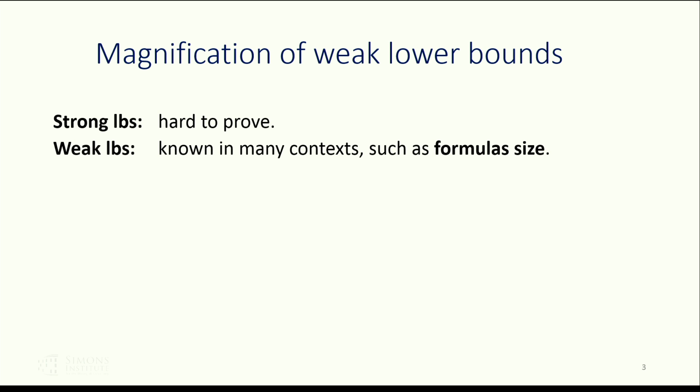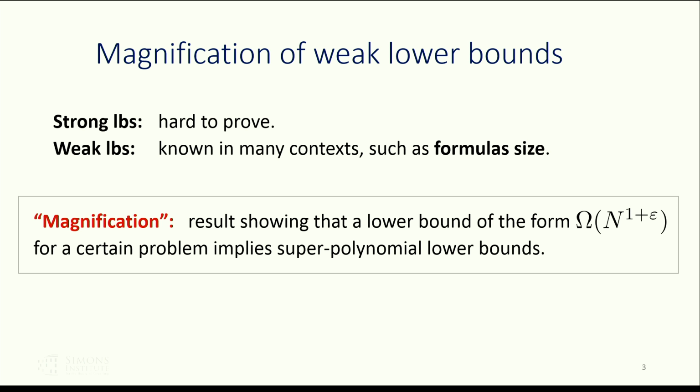So here is the idea. We know that strong lower bounds are very hard to come by. On the other hand, we have weak lower bounds in many computational models, such as formulas. A magnification theorem is a theorem showing the following. Starting from a very weak lower bound that is just barely superlinear, we extract from this proof a superpolynomial lower bound for an explicit function. During this talk, whenever I say superlinear, you should really think of n^(1+epsilon), just to simplify the presentation.